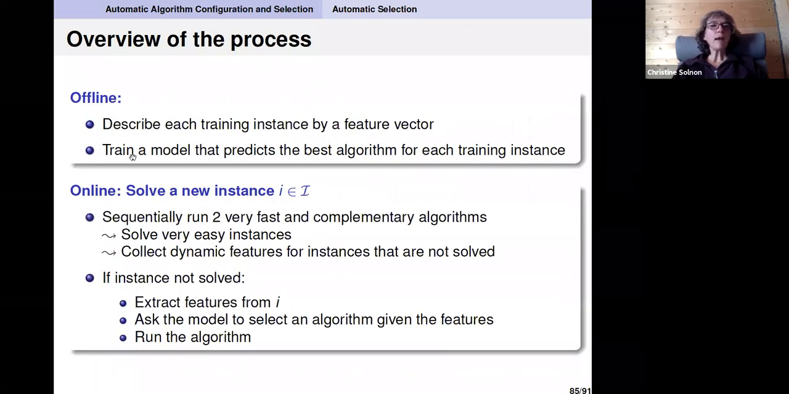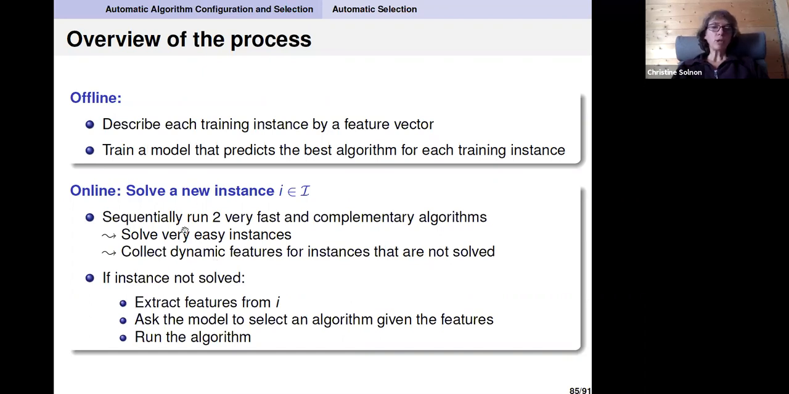So offline, we have trained a model. Online, we have done something a bit different, because we first run two very fast and complementary algorithms before trying to select a solver. This allows us to solve very easy instances without using selection, and it also allows us to collect dynamic features for the instances that are not solved by the algorithms. And then, if the instance is not solved, we extract the features from the instance, and we ask the model to select an algorithm given the features.